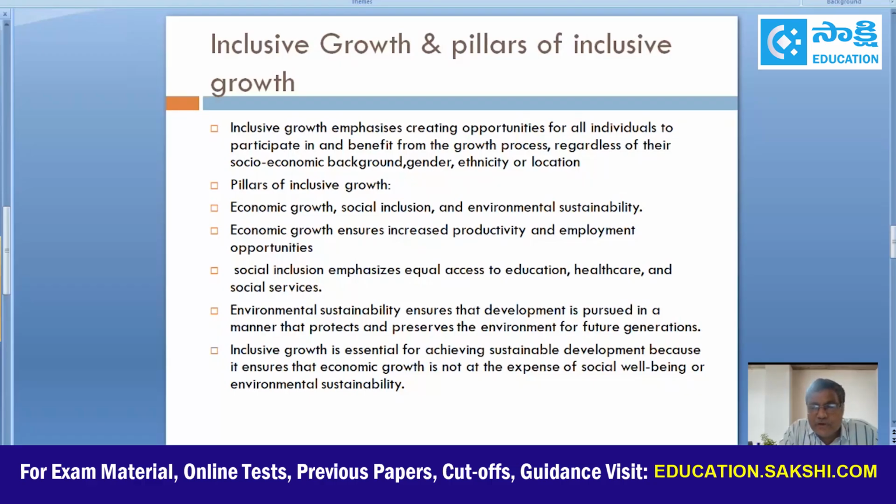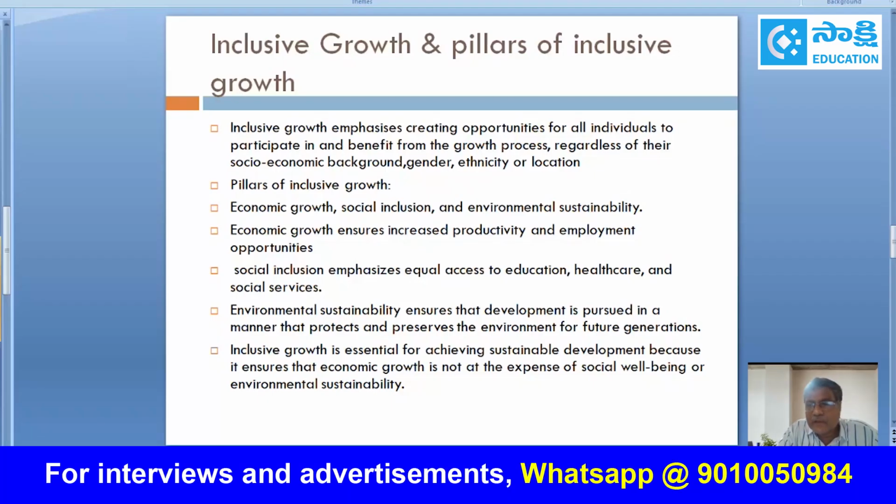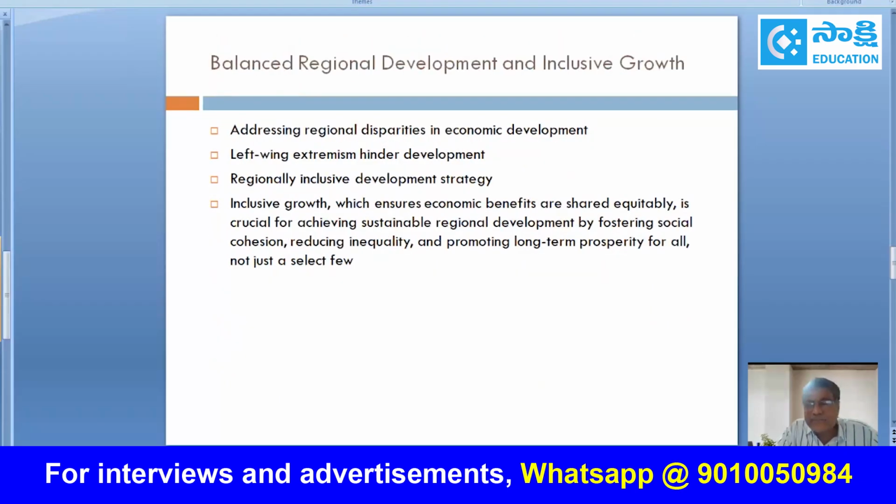And once we focus on balanced regional development, for example, since independence, the government of India has come up with various programs to achieve balanced regional development, and the backward regions were taken care of by the government with different programs. As a result, now we have been observing access to all kinds of healthcare, education, employment, and essential services for all individuals in the society.